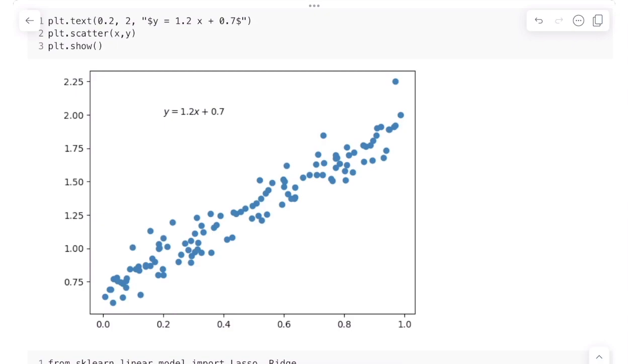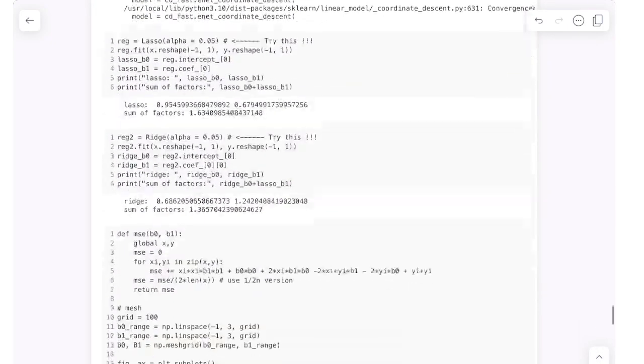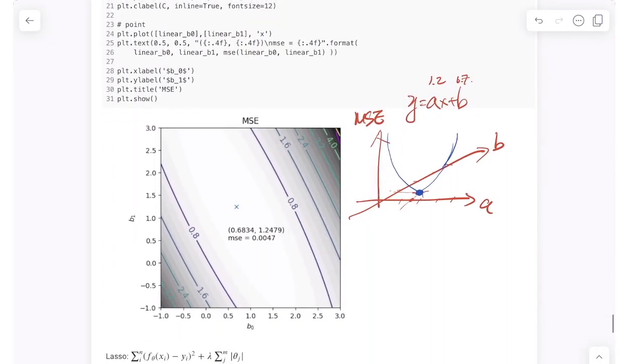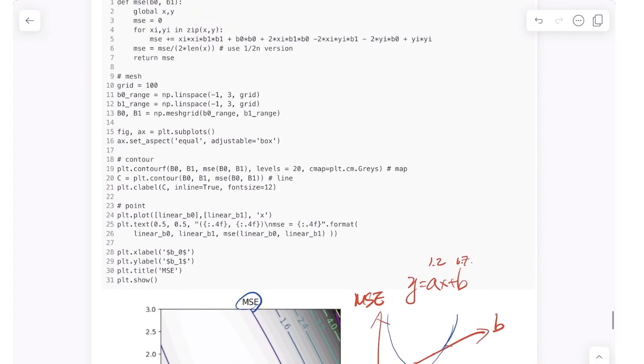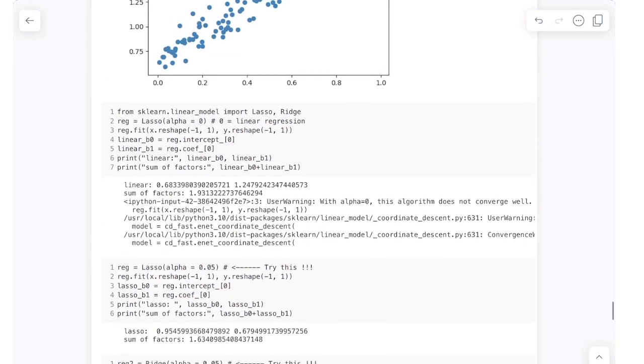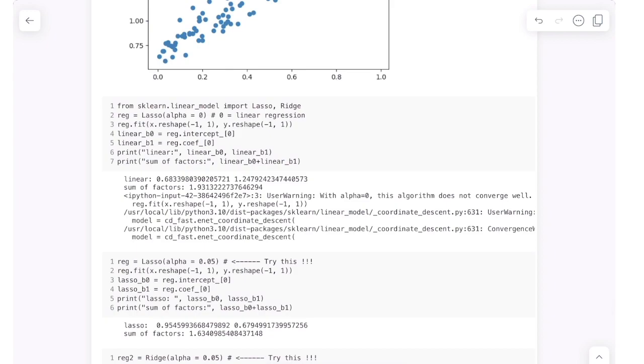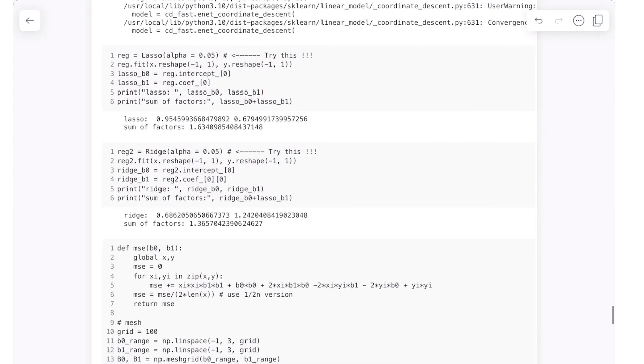We generate some data points by using y = 1.2x + 0.7. And we can see that there is some randomness in this generated data. So the first thing is that we use the original MSE to plot this.